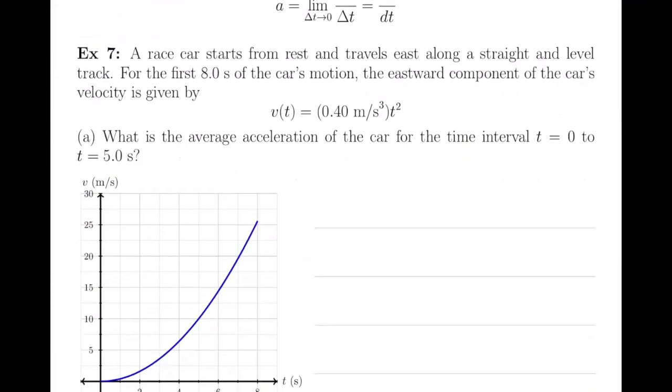So a race car starts from rest and travels east along a straight and level track. For the first 8 seconds of the car's motion, the eastward component of the car's velocity is given by this function here. What is the average acceleration of the car for the time interval t equals 0 to t equals 5 seconds? I mean, this is pretty much the exact same problem as example 4, but now we're doing the derivative of the last problem. Yeah, the average is just going to be the slope of the secant line, et cetera, et cetera.